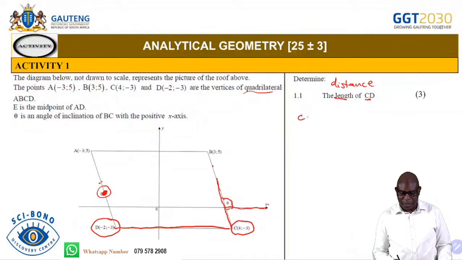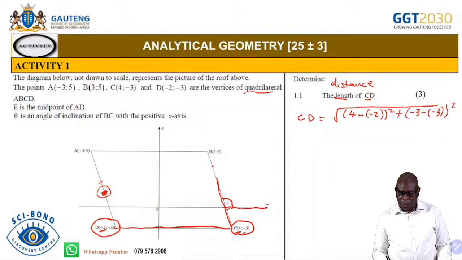So the length of CD is going to be the square root of, I'm going to have my x2, which is going to be 4 minus 2, and this is squared. So I'm saying 4 minus 2. Then I'll say plus, I come with a y. So the y is minus 3 minus 3. So the whole thing is squared.